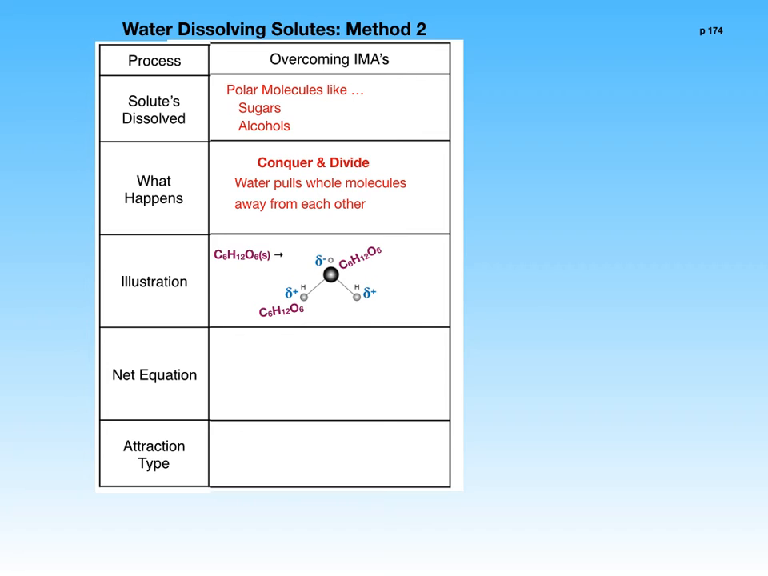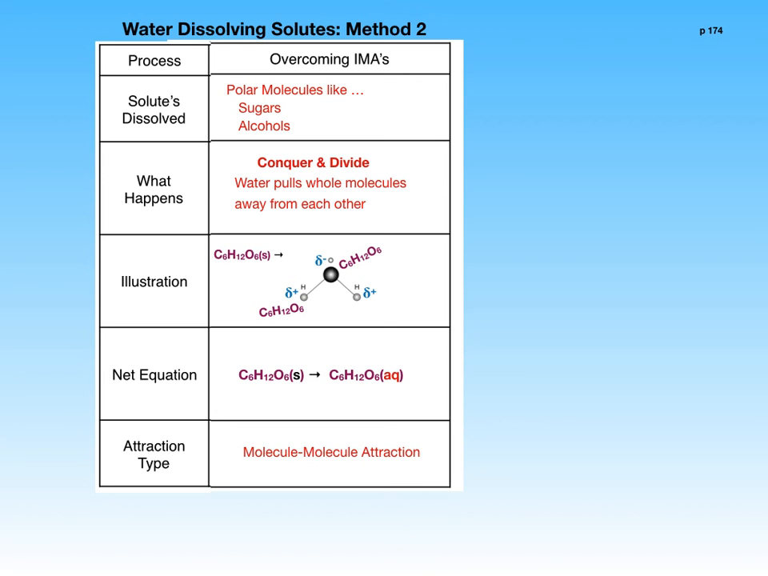For our net equation for this type of process, we start off with our solid solute glucose, and notice on the product side of the equation the formula remains intact, C6H12O6. The big difference is that on the reactant side it's in its original pure solid state. Now it is dissolved in water, and we understand that because the new phase is aqueous. This type of attraction could be referred to as a molecule-to-molecule attraction. The molecules of sugar are attracted to molecules of water.